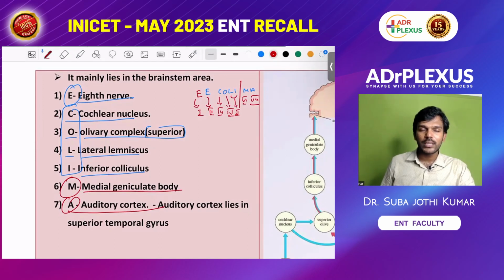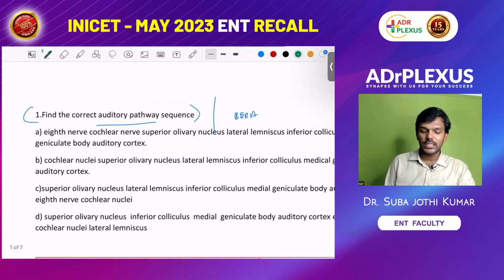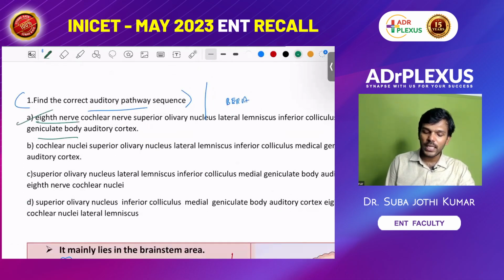The numbers that I am giving here are the waves in BERA. BERA is brainstem evoked response audiometry, or auditory brainstem response. In BERA, we are having 7 different waves. These 7 different waves correspond to these components of the auditory pathway. So again, it's an easy question for you. It starts with the eighth nerve, so that would be the answer for this.